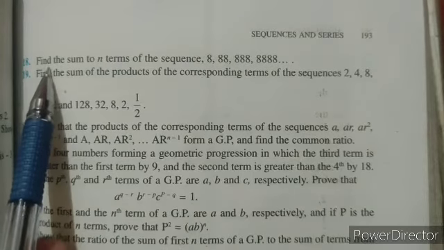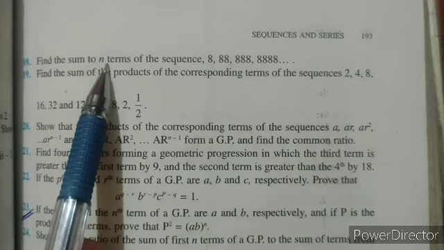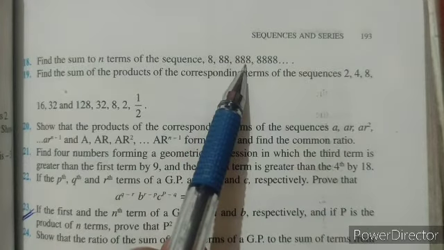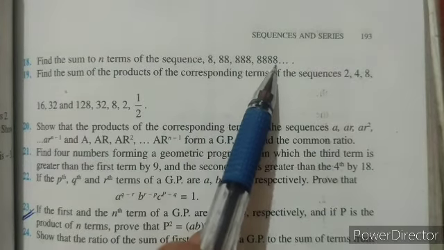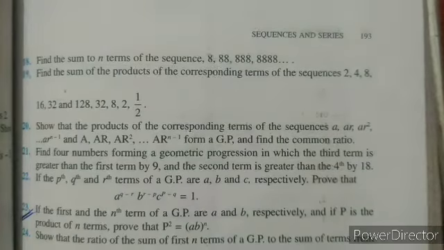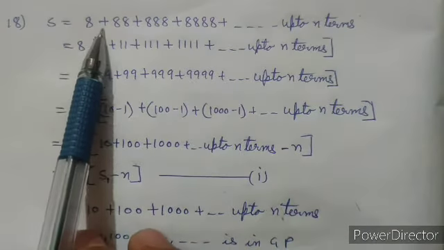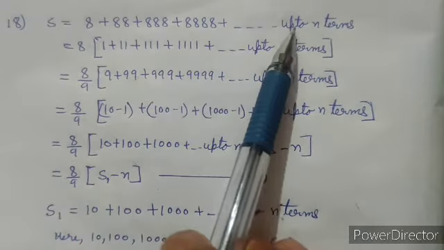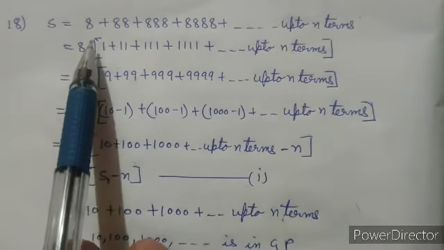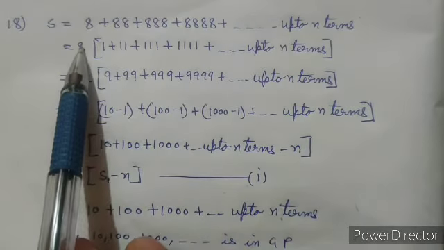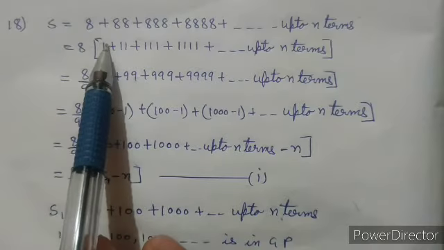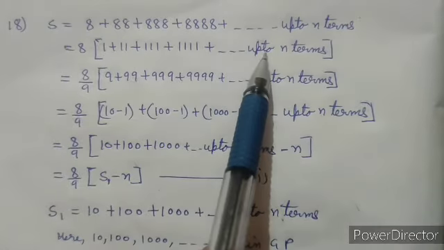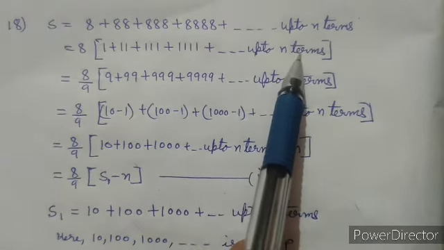Now in question number 18, we have to find the sum of n terms of the sequence 8, 88, 888, 8888, and so on. Here we have to find the sum of 8, 88, 888, 8888 up to n terms. Now on taking 8 as common, we are getting S as 8 into (1 + 11 + 111 + 1111 + up to n terms).